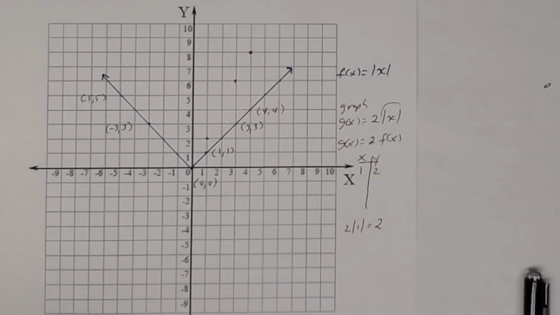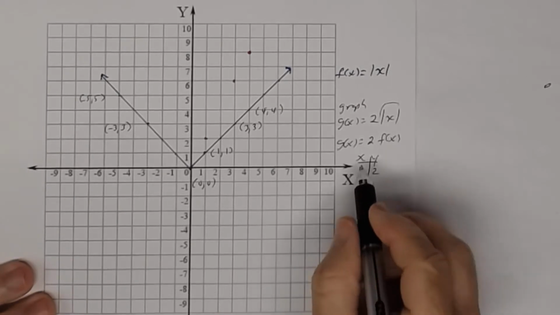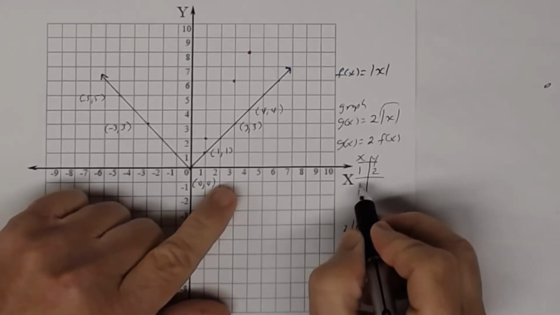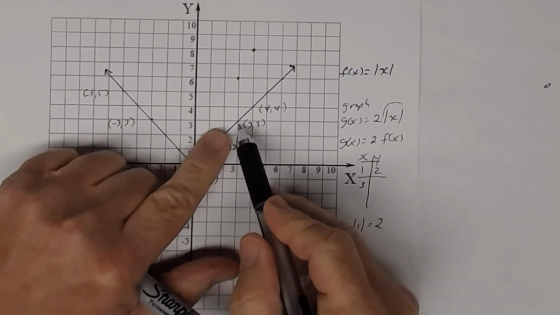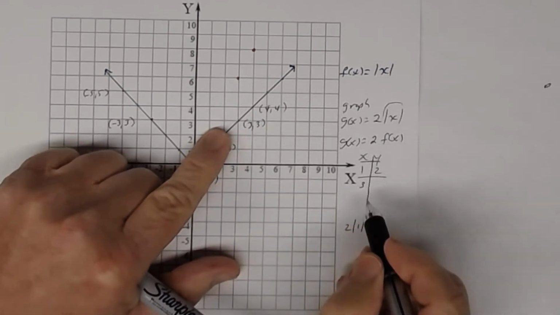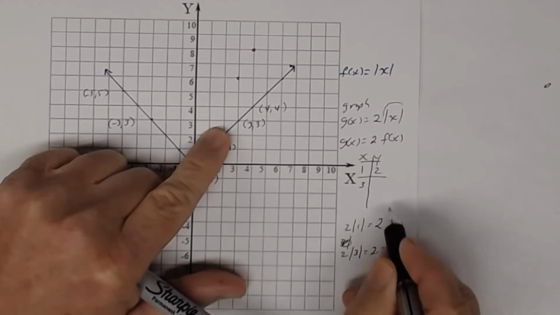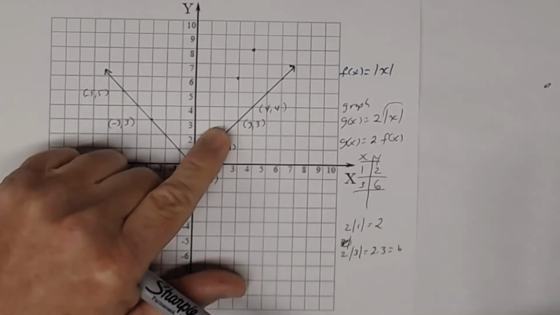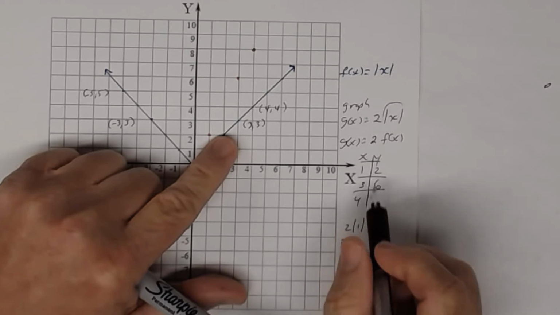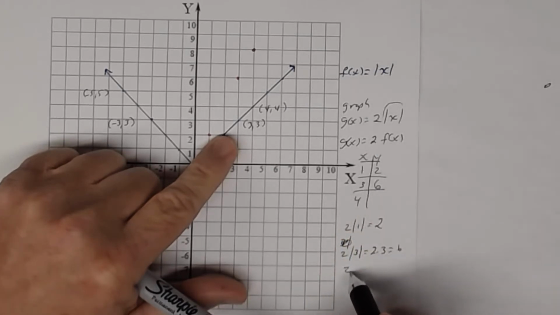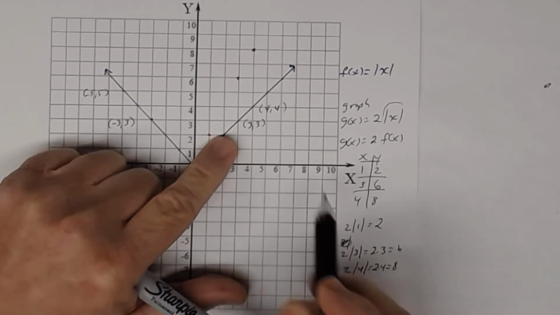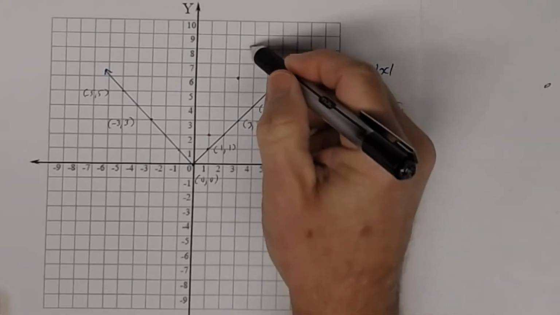Using a t-table, I want you to see that this does make sense. When x is 3, I better get the y value 6, right? So 2 times the absolute value of x, and x is 3. So I get 2 times 3, which is 6. When x is 4, I get 2 times the absolute value of 4, so that's 2 times 4, which is 8. Notice I do get that. So 4, 8 is right here.